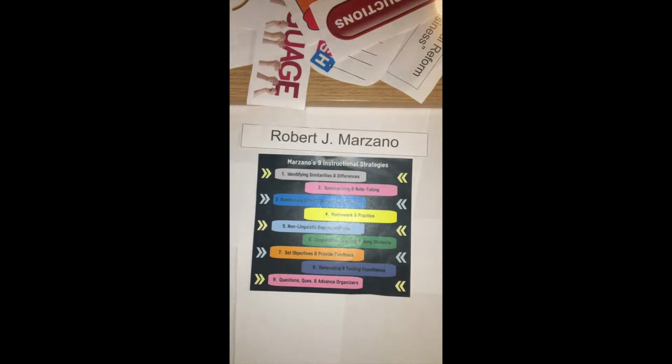These are Robert Marzano's 9 instructional strategies: identify similarities and differences, summarizing and note-taking, reinforcing effort and providing recognition, homework and practice, nonlinguistic representation, cooperative learning among students, set objectives and provide feedback, generating and testing hypotheses, questions, cues, and advance organizers.